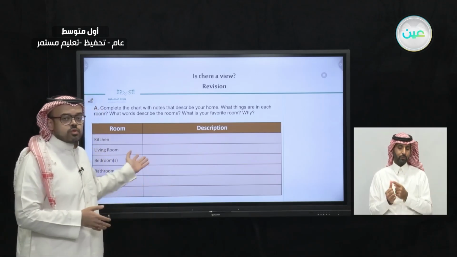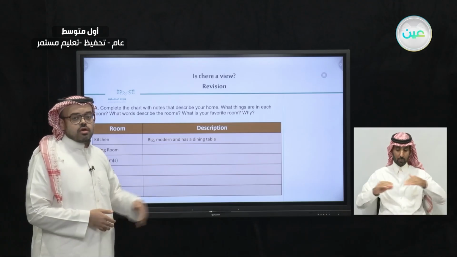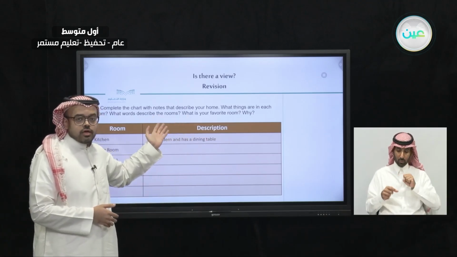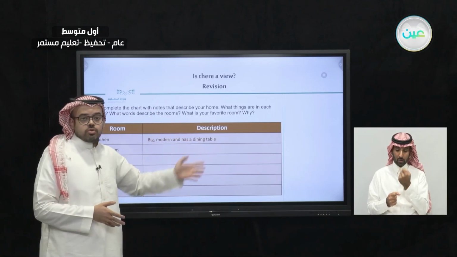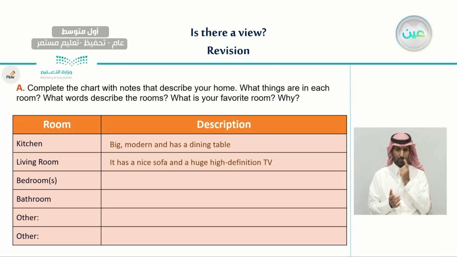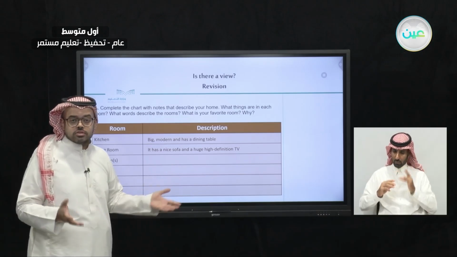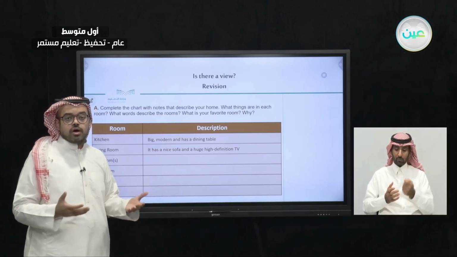For example, what can we find in a kitchen? We can describe it as big, modern, and has a dining table. And if you remember, in the picture we said there was a stove, a refrigerator, a dining table, and so on. The other room we described is the living room. We described it as having a nice sofa and a huge high definition TV. We also said that the living room has curtains, paintings, a rug, and so on.